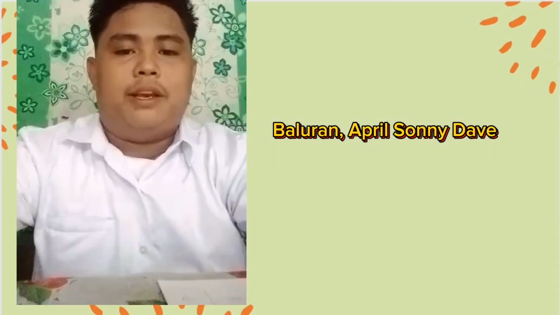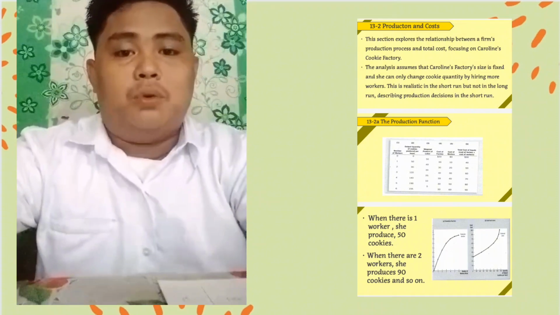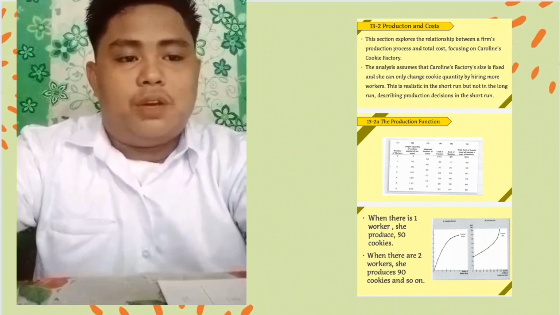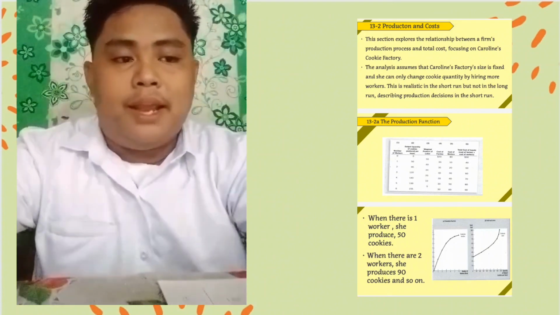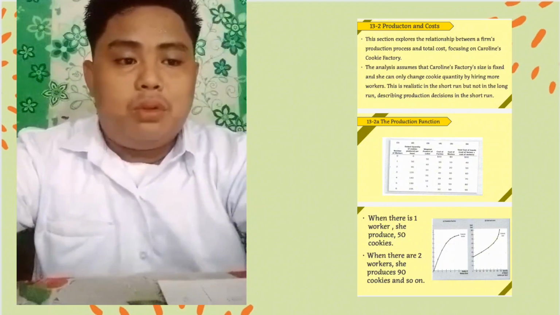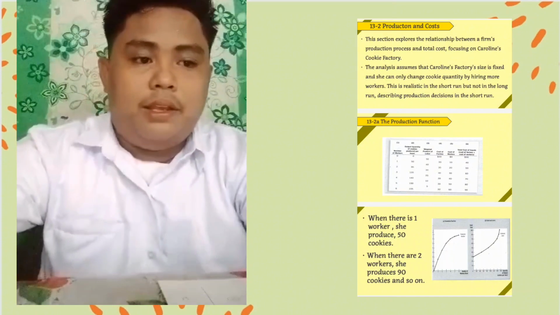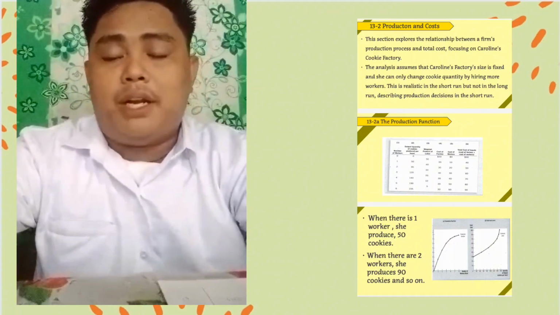Good day everyone, I'm going to tackle production function. So, what is production function? A production function describes the relationship between inputs like labor and capital and the output of goods or services in an economic firm. It illustrates how various factors contribute to the production process.